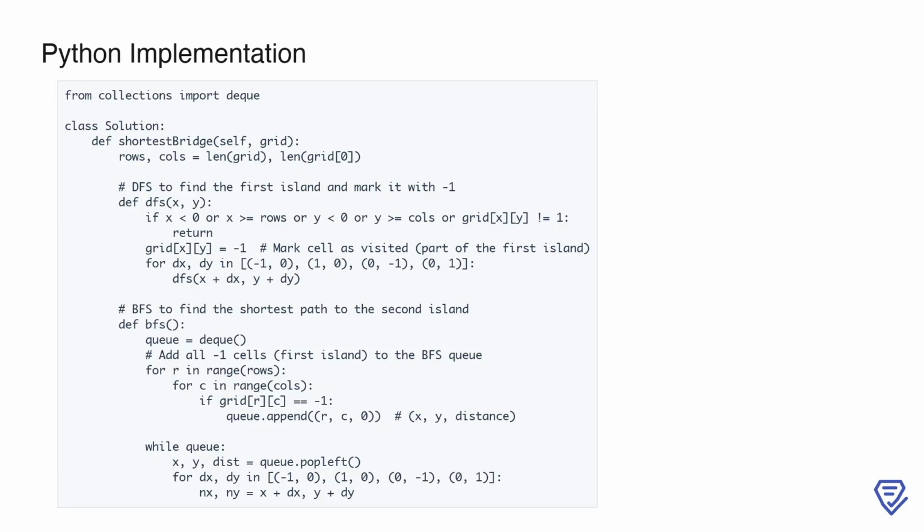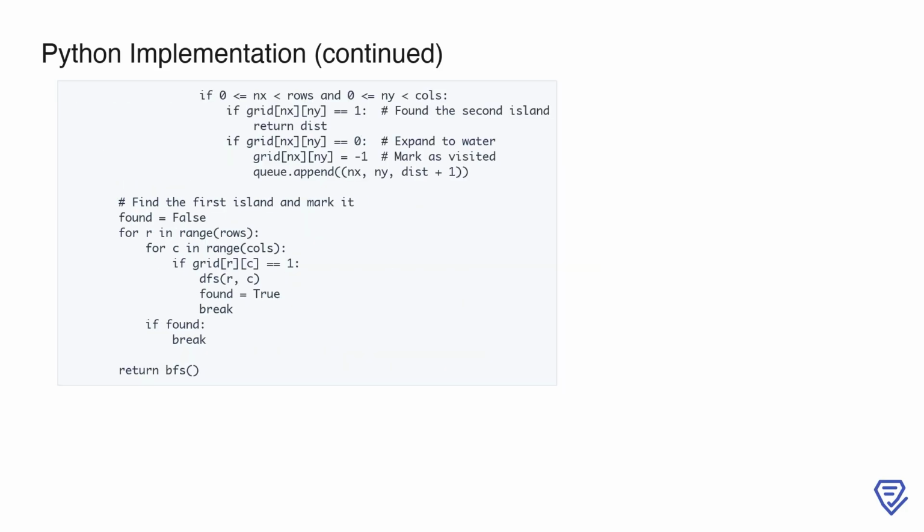The function also recursively explores all 4 possible directions up, down, left, and right from the current cell. By doing this, we effectively isolate the first island and prepare it for the next step, which is the breadth-first search, or BFS. The BFS function is used to find the shortest path from the first island to the second. We start by adding all the cells marked as -1 from the first island into the BFS queue. Each entry in the queue contains the cell's coordinates and its current distance from the first island.